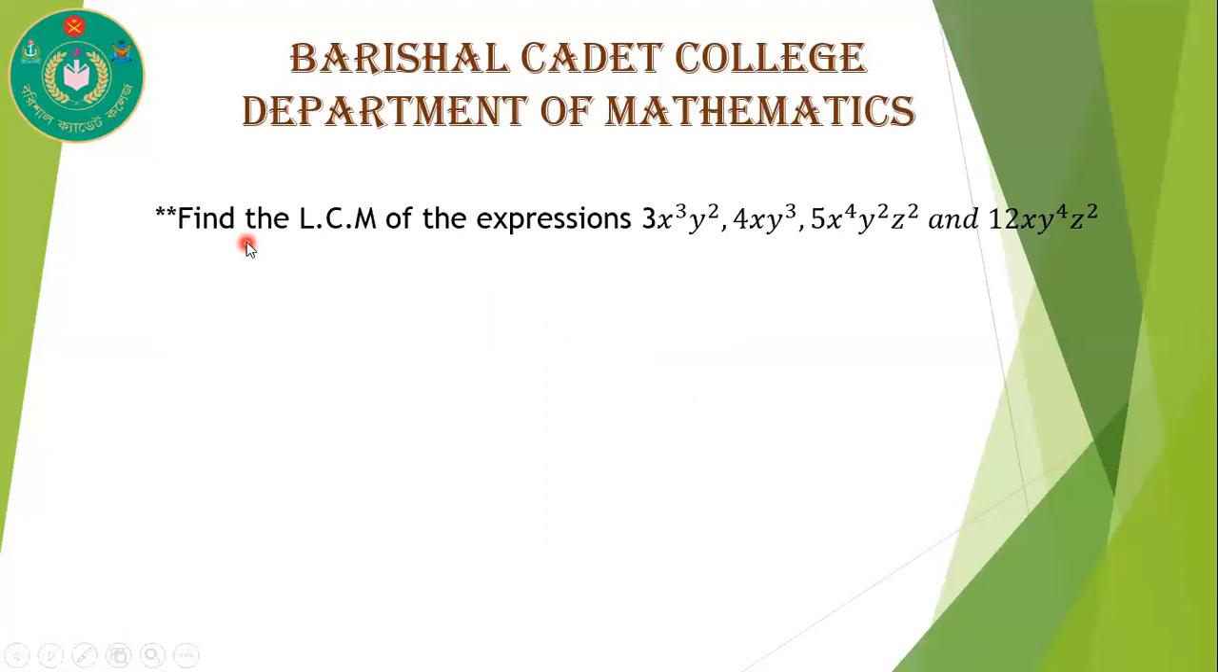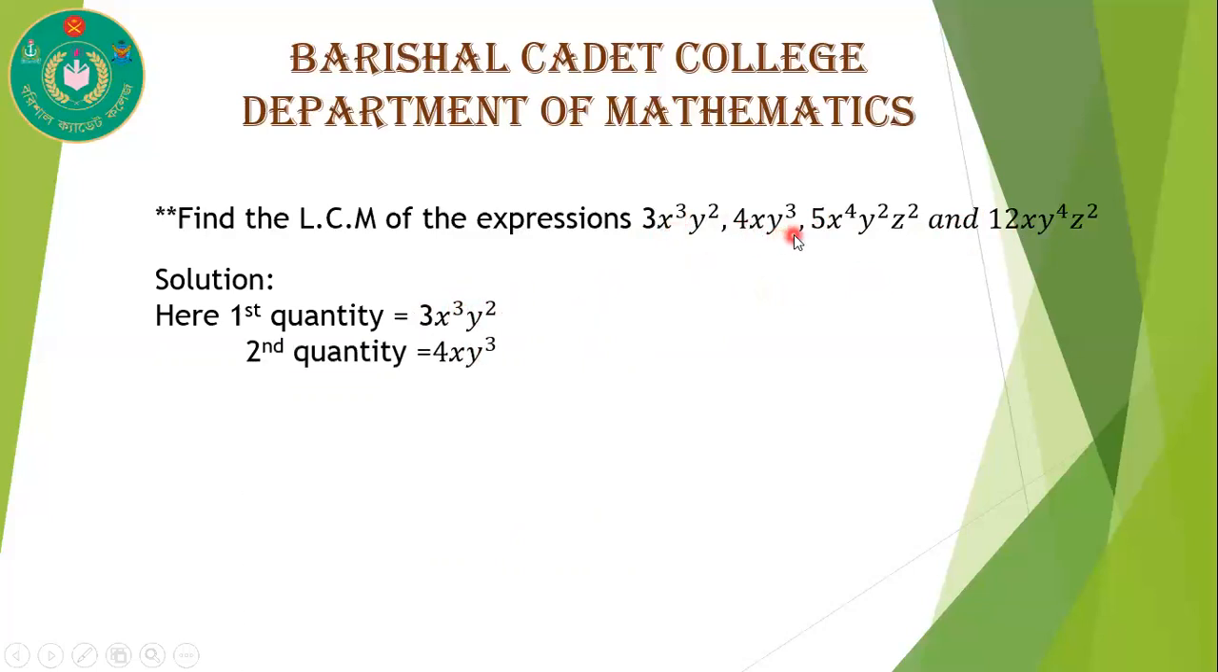Now find the LCM of the expressions. At first, the LCM of the numerical coefficients has to be determined. Here the numerical coefficients are 3, 4, 5, 12. The first quantity, 3x cube y square. The second quantity, 4xy cube. Third quantity, 5x4 y square z square. And 12xy4 z square.